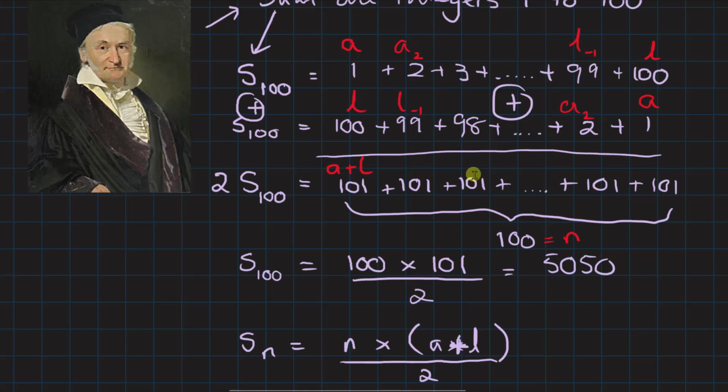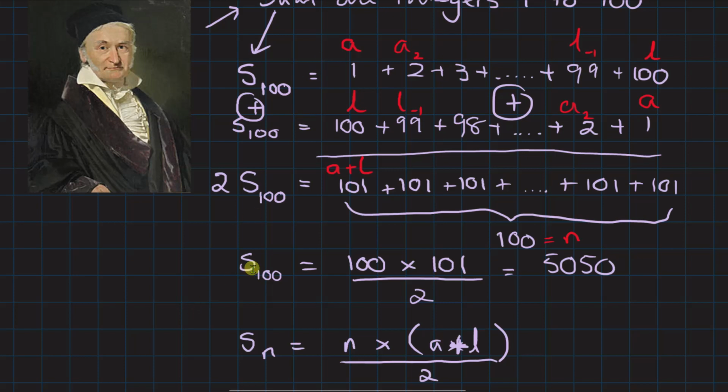So if I pair these off, I wind up getting the same number repeated, and I get 100 pairings. So the sum of these two sequences is going to be the number of terms times the first and the last term. First term, last term. Second term, second to last. Same total as the first and last.